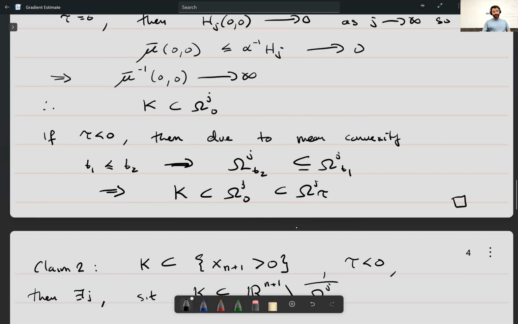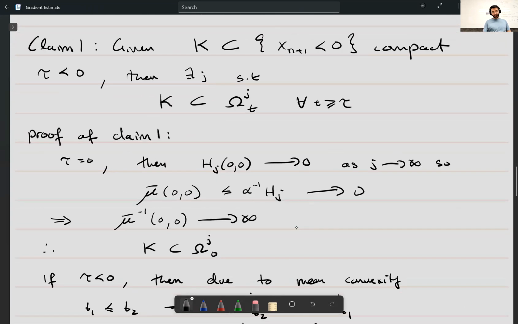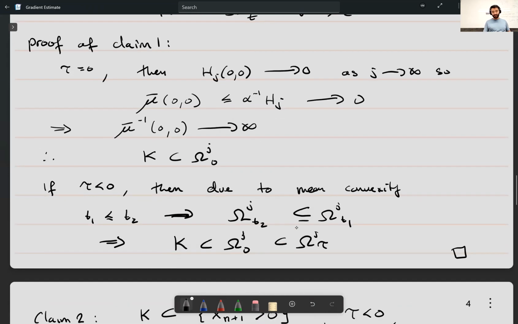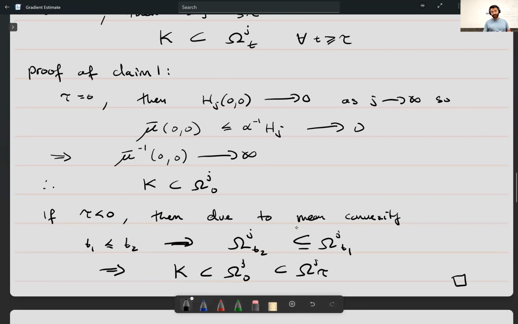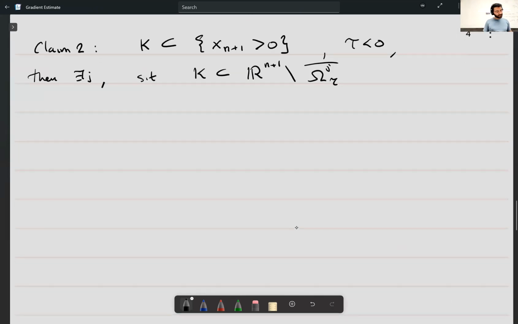So I need to somehow get a bound on the mean curvature at times less than 0. Because I can't use the mean curvature at time 0, because I don't have this containment principle here. So I need to find some way to find a bound on the mean curvature at times before 0, and then I can use the non-collapsing to find a ball that's above it, and something like that.